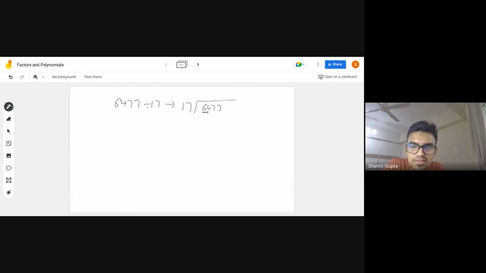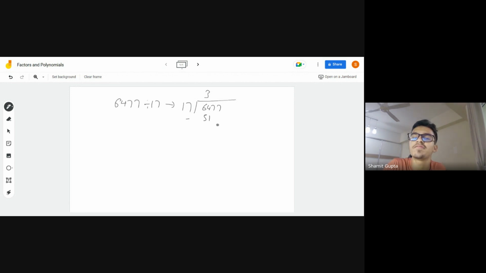You can first just see the first two numbers. There's two numbers here, there's two numbers here. What can I do? I know 17 times 3 is 51. How that works is you take 3 on the top. 17 times 3 is 51. So you can just minus 51 here.